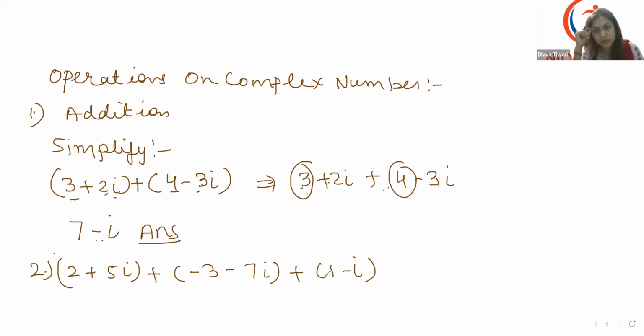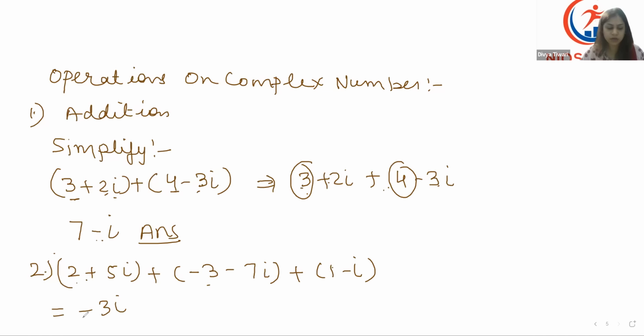Correct. This is minus 3 iota. As you can see, 2 plus 3 minus 3 gives you 0, and on solving the imaginary part, we will have only the imaginary part. Is it clear? In the same way you can do the addition of any 2, 3, 4, 5, 6, 7, whatever number of complex numbers is given in the question.